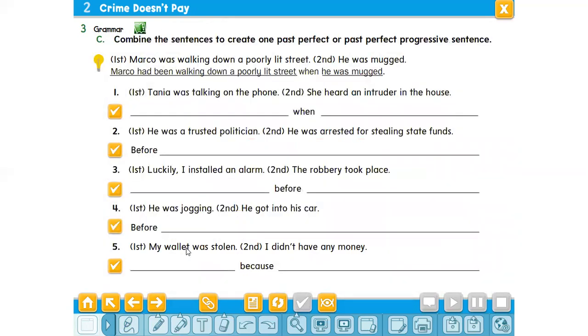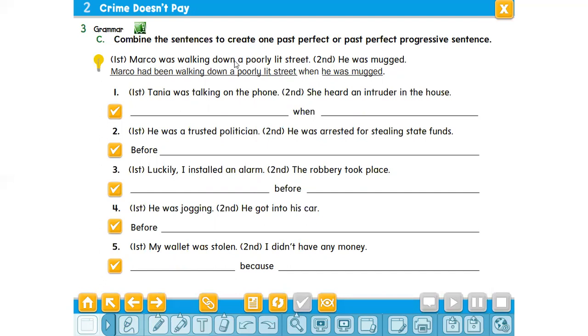The next exercise, exercise number C, we will combine the sentences to create one past perfect or past perfect progressive sentence. Okay? Let's discuss the example. First, for the first action, we will use what? Excellent, past perfect or past perfect progressive. What about the second action? We will use past simple.